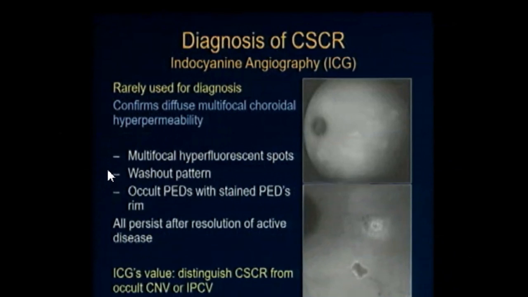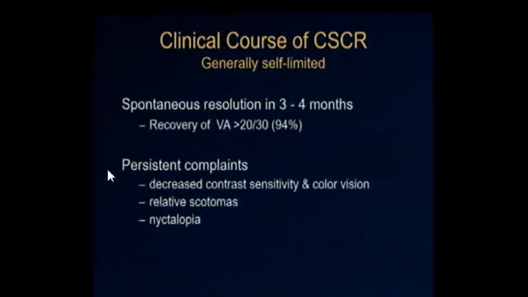Okay? Clear enough so far? All right. So how does this CSCR behave? Well, generally it is self-limited. It resolves within 3 to 4 months in 90% of the cases, and the patients do gain most of their vision back, but they will more or less always have some kind of complaint. They don't see the colors as brightly as before.